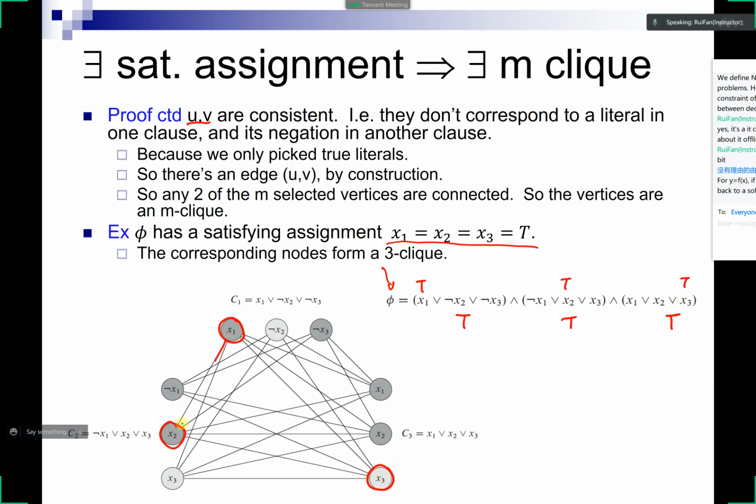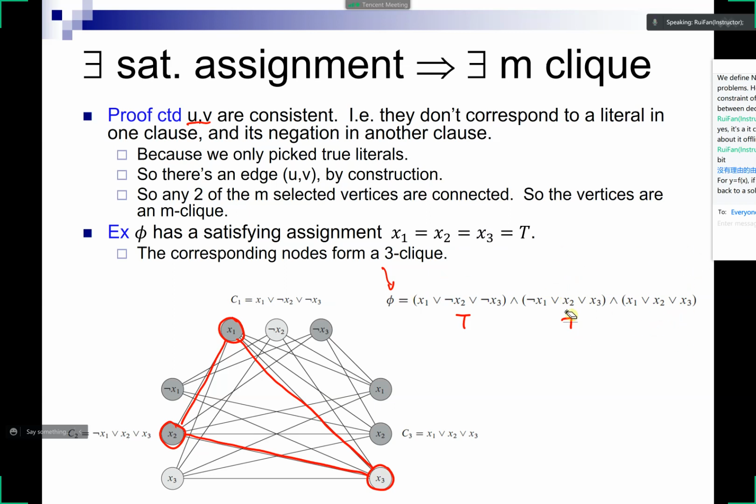Indeed you can see that they are all connected to each other. Why are they connected? Because x1 and x2 come from different triples, and they're not negations of each other, so we connect them. x1 and x3 also are not negations of each other, so we connect them, and they come from different triples. In fact, for any satisfying assignment, this works.